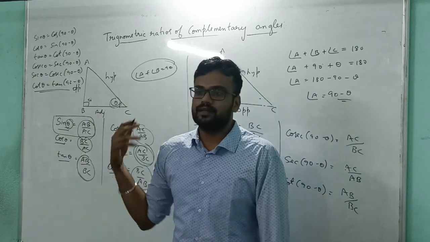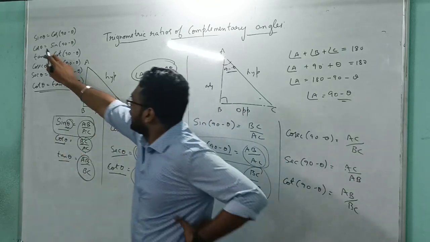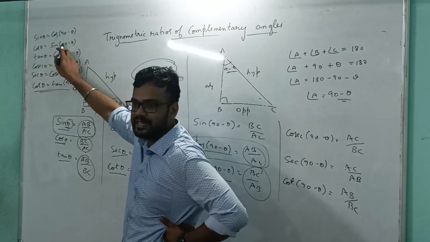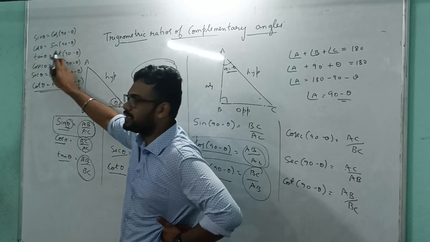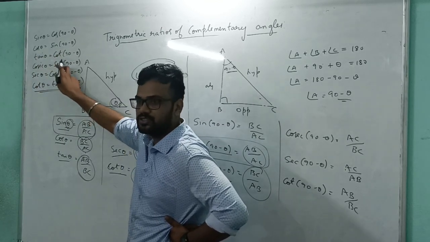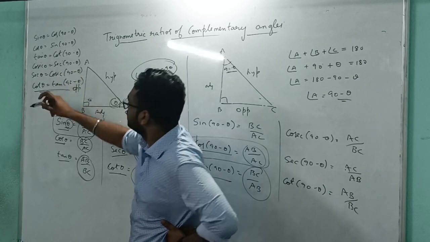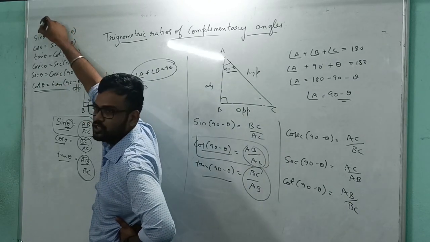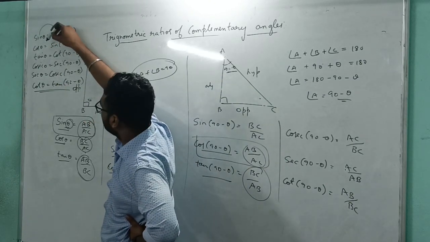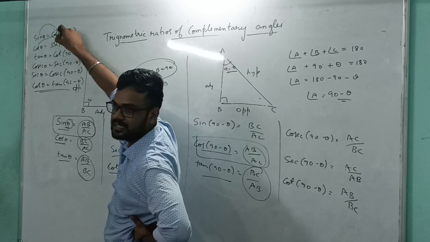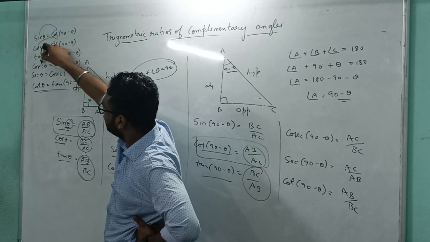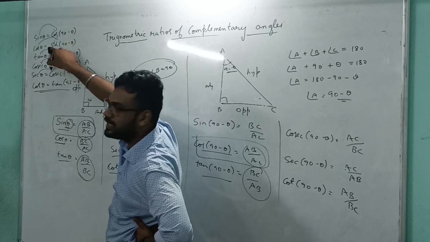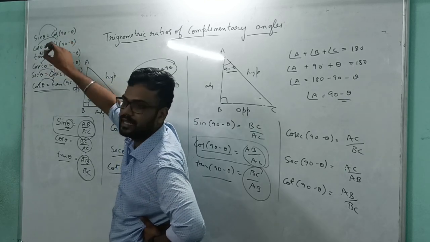When you take trigonometric ratios of complementary angles, sin theta is the same as cos 90 minus theta. Cos theta is the same as sin 90 minus theta. Tan theta is the same as cot 90 minus theta. So what is the complementary ratio of sin? Cos. What is the complementary ratio of cos? Sin. What is the complementary ratio of tan? Cot. Cosec, secant. Secant, cosecant. Cot, tan.